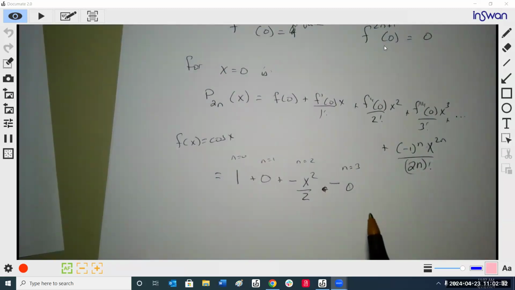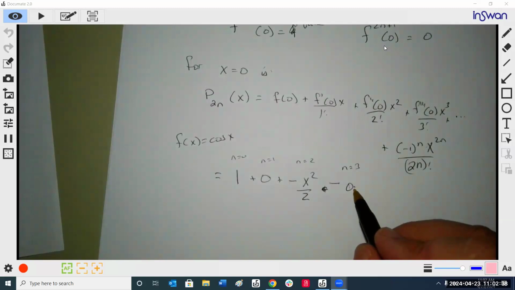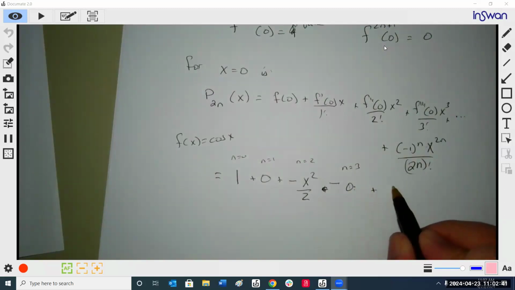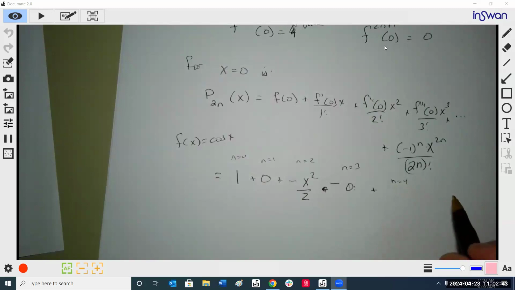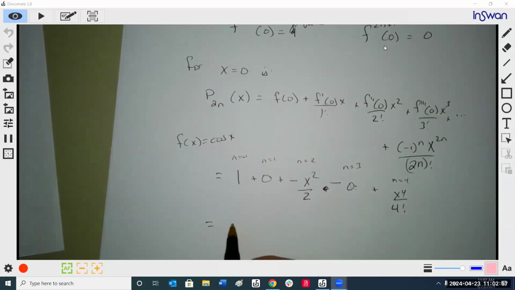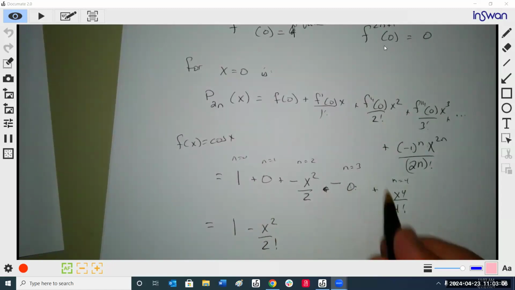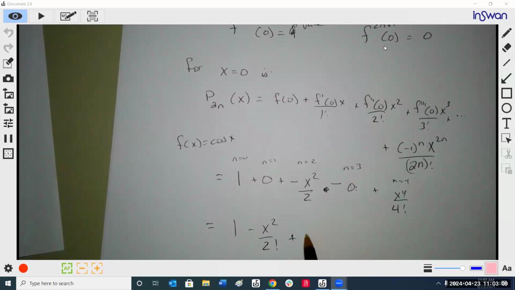So the third derivative is sine, so that's 0. Fourth derivative cosine, so it's x to the 4th over 4 factorial. So equals 1, that was gone, minus x squared over 2 factorial. That one's gone, so it's plus x to the 4th over 4 factorial.